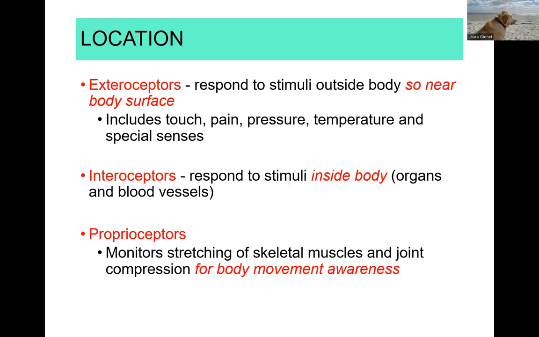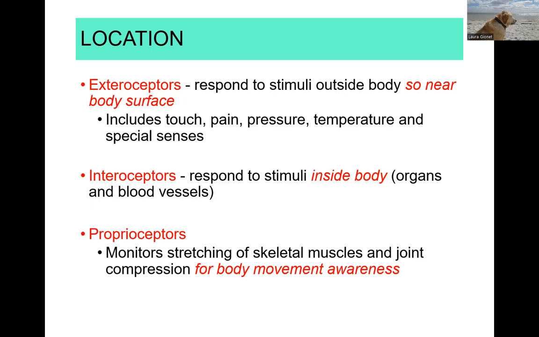Okay, so location. As we stated before, exteroceptors respond to stimuli outside the body. These receptors are very near the body's surface, like in the skin, or very close to the external environment. Like the first cranial nerve, the olfactory nerve, has branches that are exposed to the lining of your nose. It's one of the few cranial nerves that's directly exposed to the external environment. Interoceptors respond to stimuli inside the body, like from organs and blood vessels, like those baroreceptors.